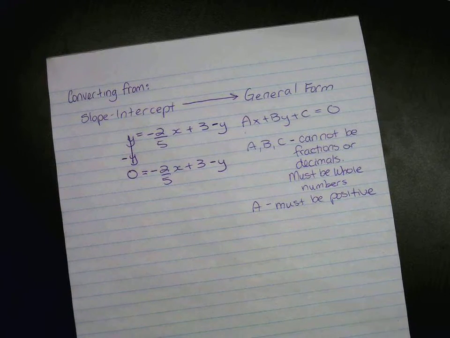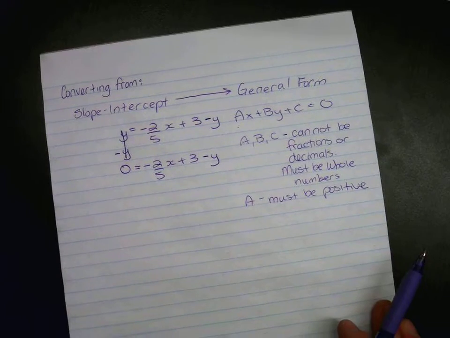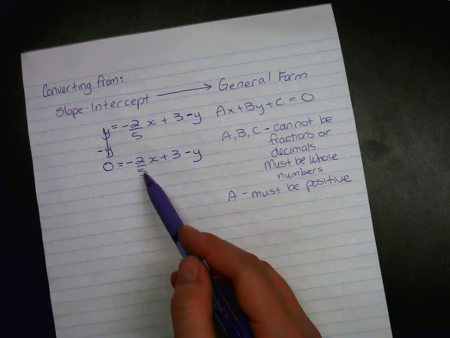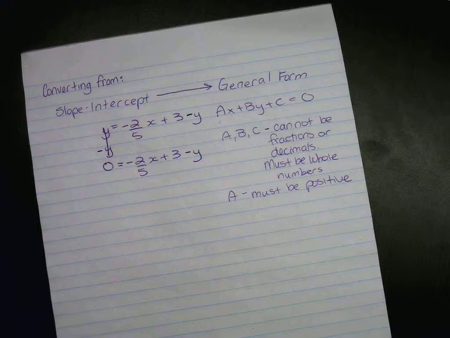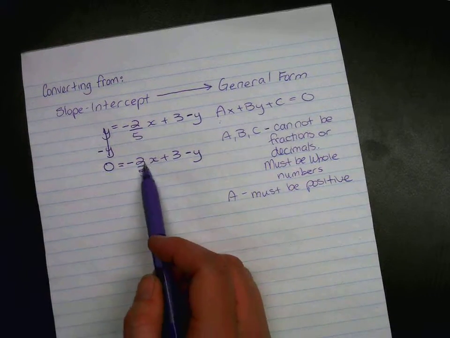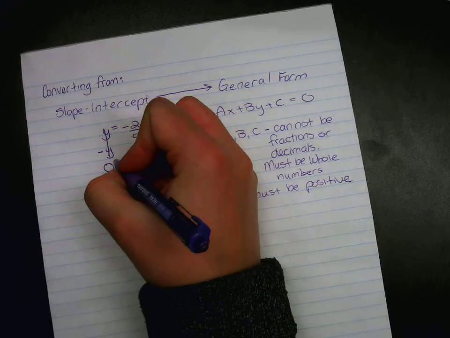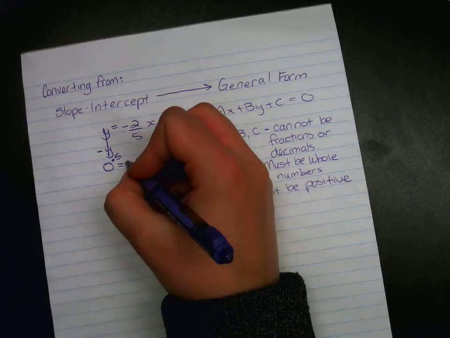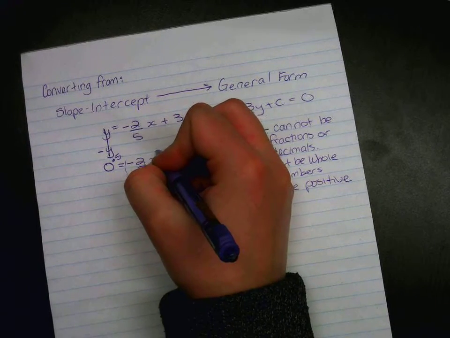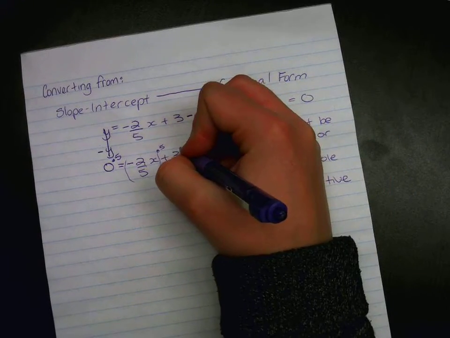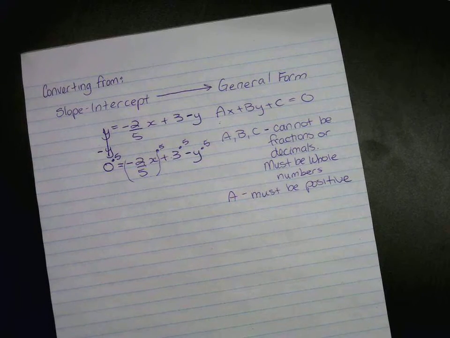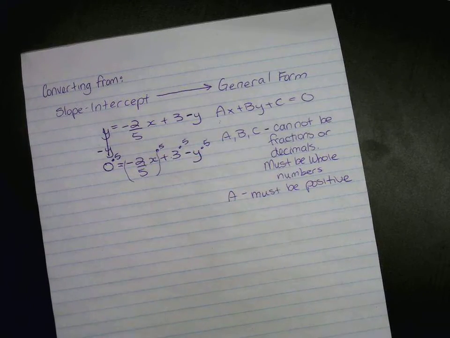Our next step is to get rid of our fraction, because we can't have a fraction in general form. The denominator of this fraction is a 5, so we must multiply all parts of the equation by the number 5. 0 times 5, negative 2x over 5 times 5, 3 times 5, and negative y times 5. 0 times 5 is 0.